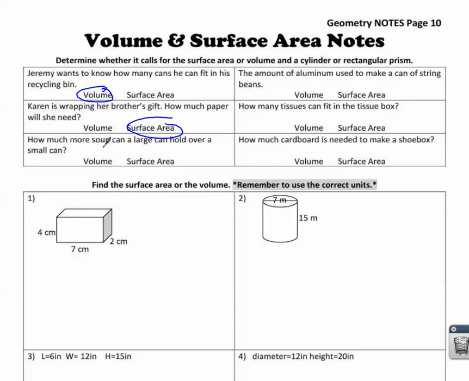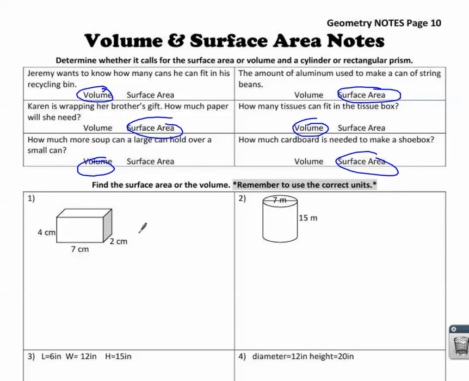How much more soup can a large can hold over a small can? So this is talking about filling a can of soup. So this is going to be volume. Pause the video and try the right column. Check your answers on the right column.